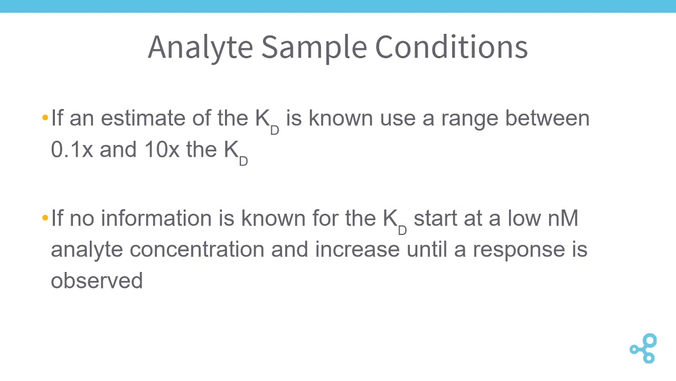So if we don't know a concentration range, I usually make my samples with a 10-fold dilution. So I'll start at around 10 nanomolar, 100 nanomolar, 1 micromolar, and try those 3 concentrations and see what kind of response changes I get. And then you can narrow into the correct concentration range for your analyte solutions.